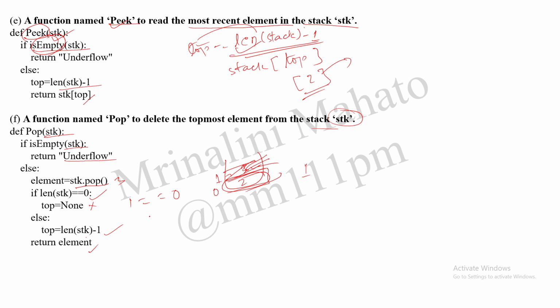So top equal to len of stack. Now what is the len value? 1. 1 minus 1 equal to 0. Return the element. Now the index value is 0. So what is the element at 0? 2. It will be 2. Return element means this one it will display. The popped element, which one? 3. Return the element. So then 3 will display, because 2 is still inside the stack.